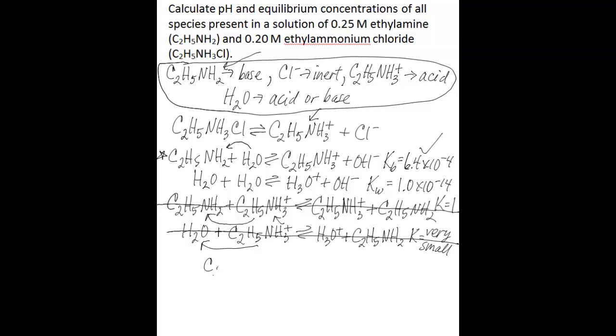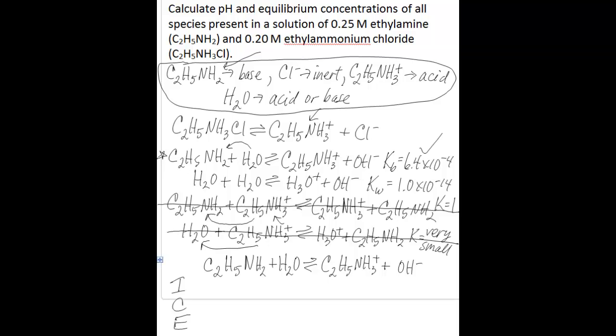So here we go. Let's make the ice table. We have ethylamine accepting a proton from water to give the ethyl ammonium cation plus the hydroxide anion, which is what is left over when water transfers a proton to ethylamine, which is our weak base. So now we can think about the initial concentrations, the change in those concentrations to reach equilibrium, and the equilibrium concentrations.